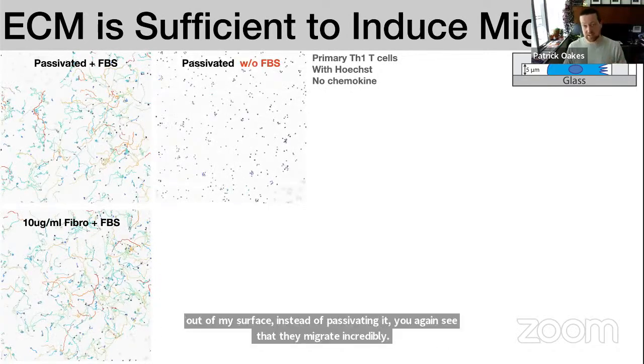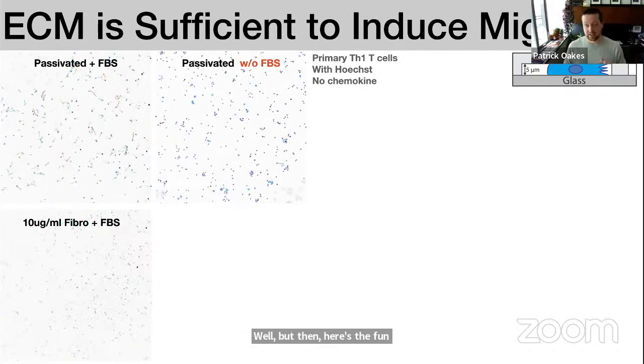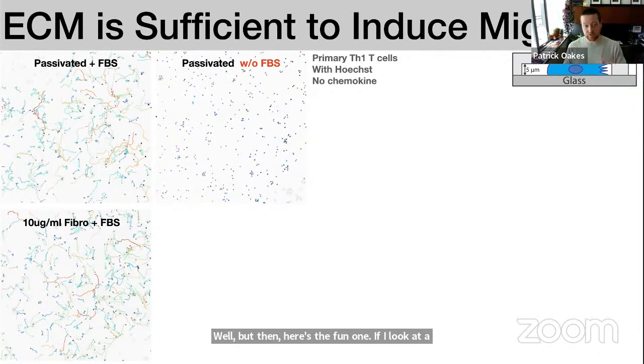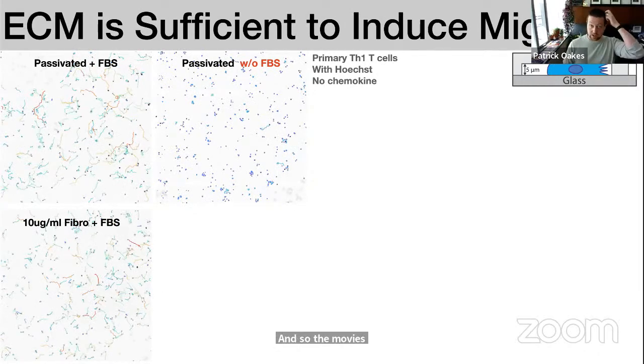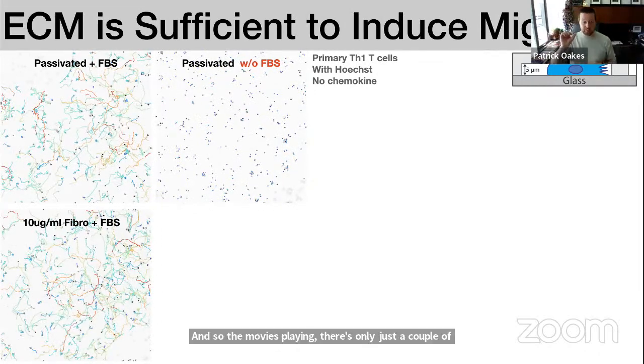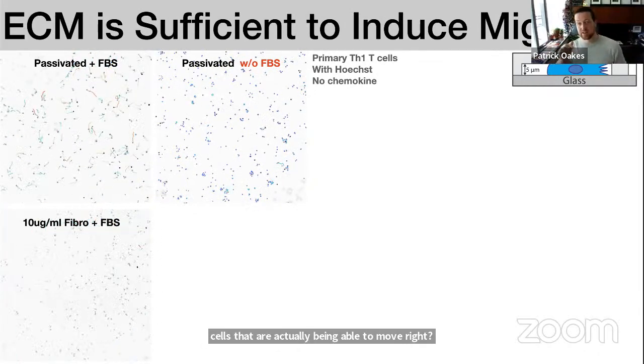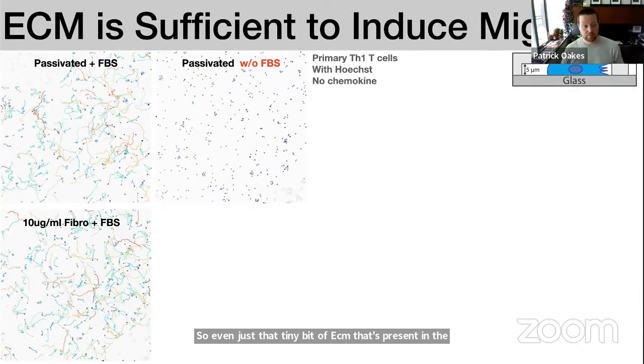If I look at a passivated surface but take out the FBS, they don't migrate at all. And so the movie's playing, there's only just a couple cells that are actually being able to move. So even just that tiny bit of ECM that's present in the FBS seems to be enough to get it to be able to migrate.